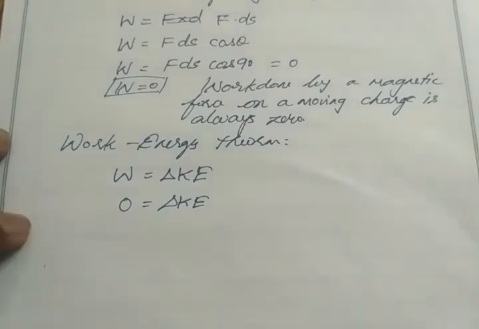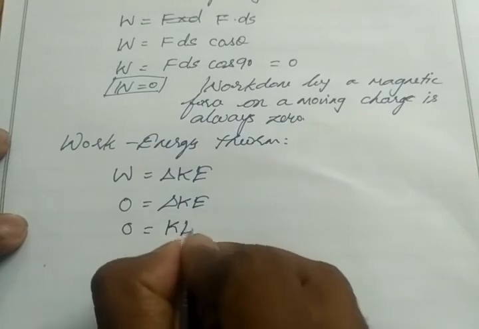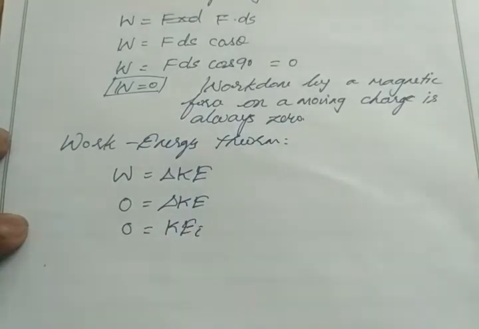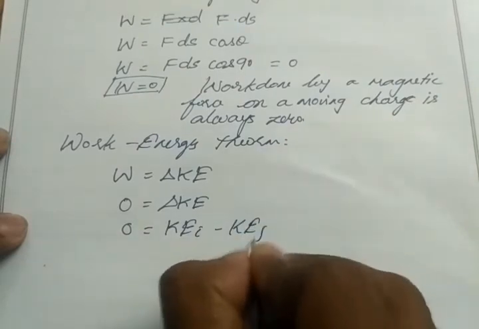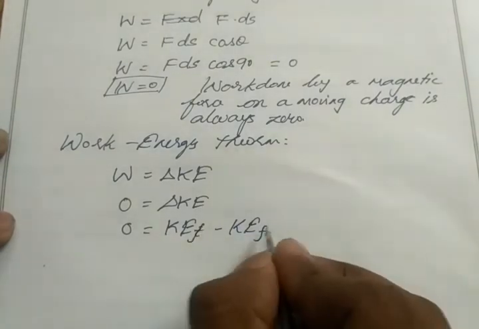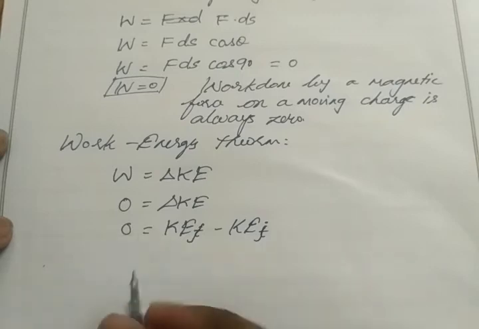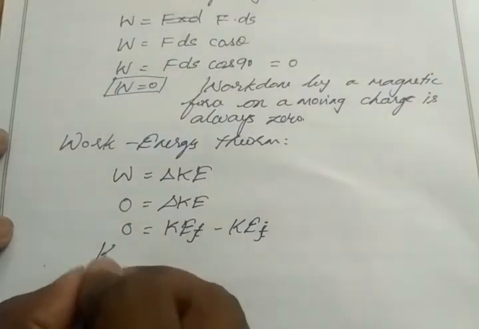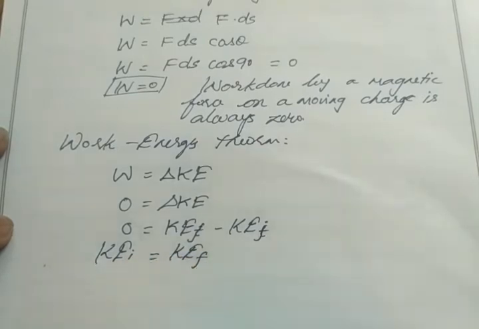So what is change in kinetic energy here? That is nothing but kinetic energy initial minus kinetic energy final. This is change in kinetic energy, right? Or I can take kinetic energy final minus kinetic energy initial, whatever. So if this minus KE goes to that side, I get KE initial will be equal to KE final.